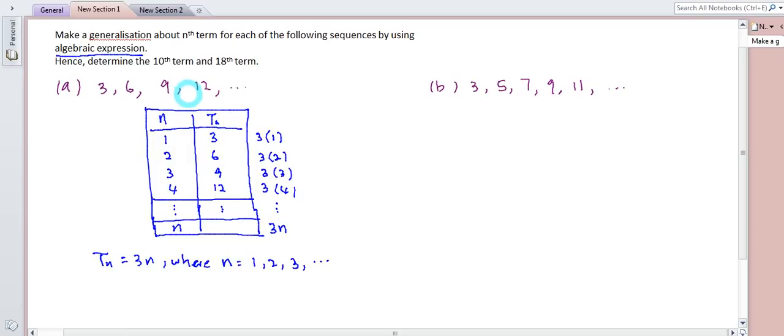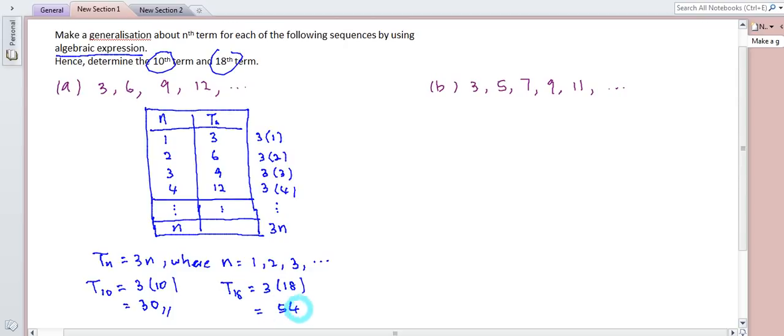Okay, and the question also asks us to find the terms number 10 and 18. So since we know Tn is equal to 3n, T10 will be equal to 3 times 10, which is equal to 30. T18 will be equal to 3 times 18. This one you can just press the calculator. 54.